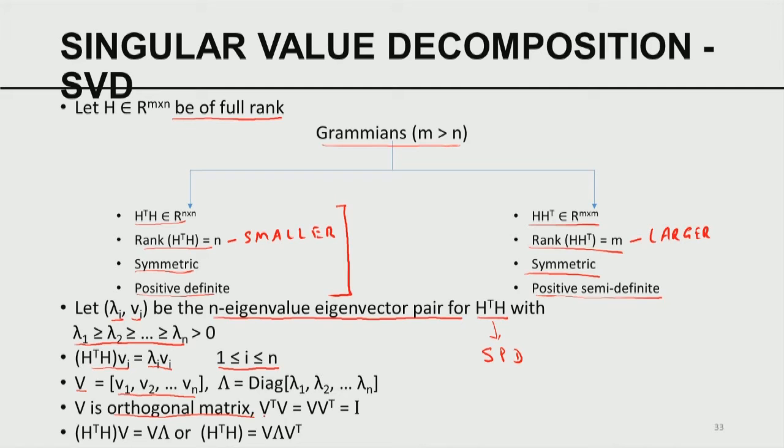If V is orthogonal, V transpose V and V V transpose are equal to identity. Therefore, this relation can be expressed succinctly as H transpose H V is equal to V lambda. If I post multiply both sides by V transpose, this relation comes to be: H transpose H is equal to V lambda V transpose. This is called the eigen decomposition of H transpose H.